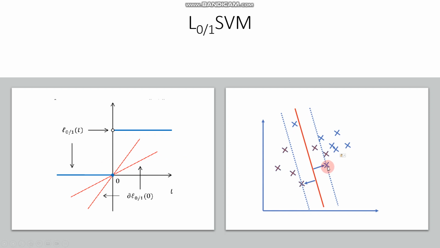So if you focus on this figure again, for example, this is a misclassified sample giving loss 1. This is another misclassified sample, it also gives 1, and it's valid for this one as well. And these are the correctly classified samples without any loss.